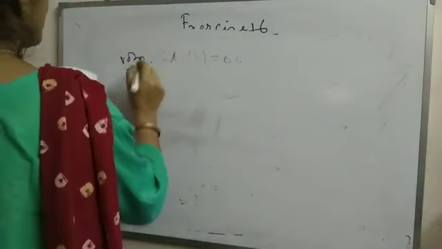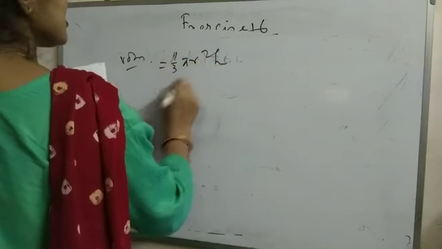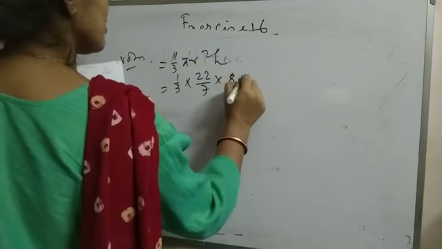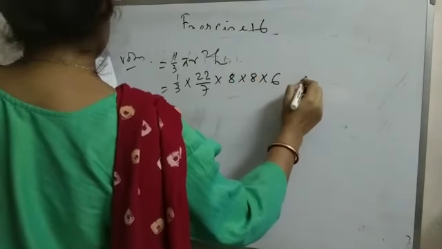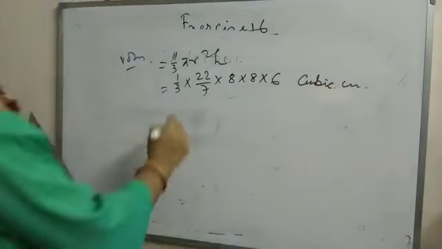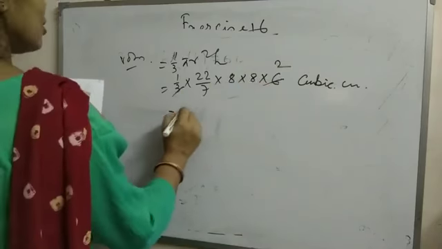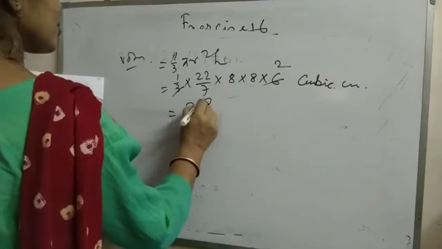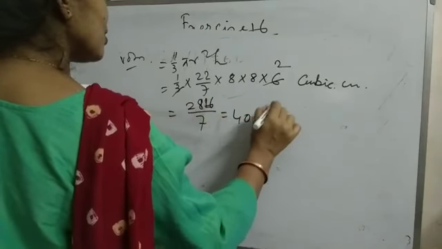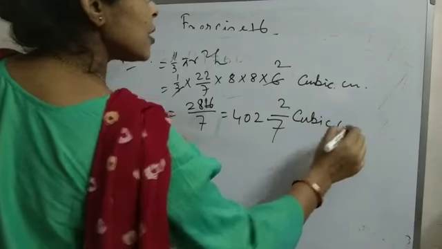And volume equal to 1/3 pi r square h, that is 1/3 into 22/7 into 8 into 8 into 6, this is in cubic centimeter, equal to 2816/7 cubic centimeter.